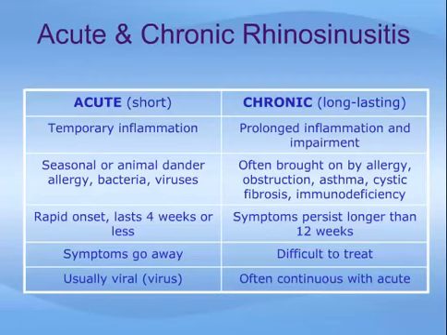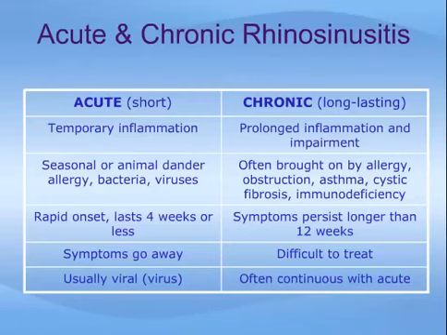Chronic rhinosinusitis, on the other hand, is the prolonged inflammation and impairment of the sinuses. It is often brought on by allergy, anatomical obstruction, and conditions such as asthma, cystic fibrosis, or immunodeficiency, the decreased ability of the body to fight infection and disease. Its symptoms persist longer than 12 weeks and can be difficult to treat.